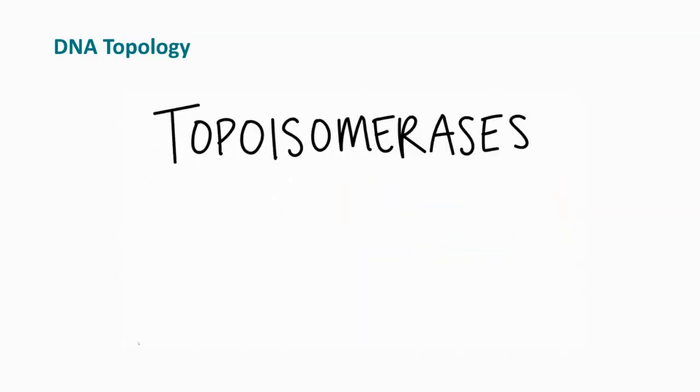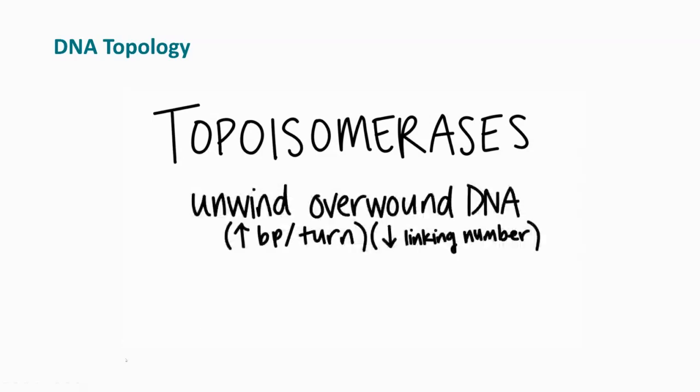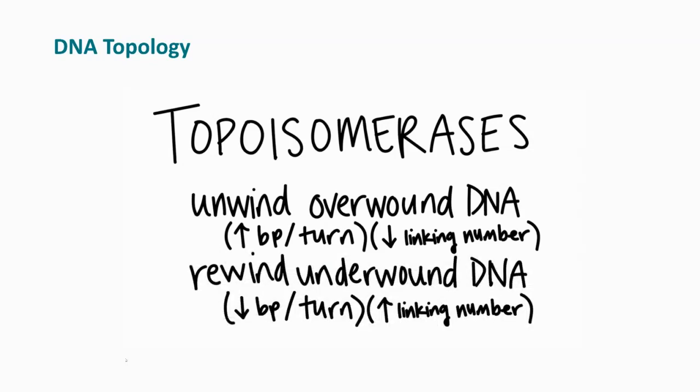Topoisomerases are a class of enzyme that usually restores DNA to its relaxed state. This means that topoisomerases unwind overwound DNA strands, reducing the linking number back to the preferred 10.4 base pairs per turn, or rewind underwound DNA strands, increasing the linking number back to 10.4 base pairs per turn. Topoisomerases work by breaking one or two DNA strands and passing the same number of DNA strands through the break. This change results in an increase or decrease in the linking number of our topologically constrained circular DNA.